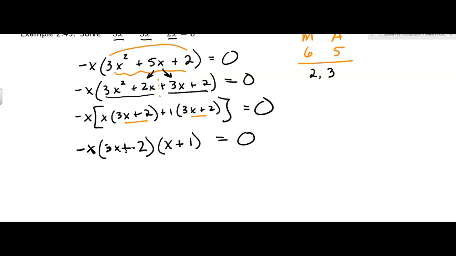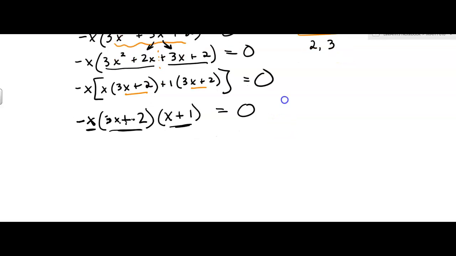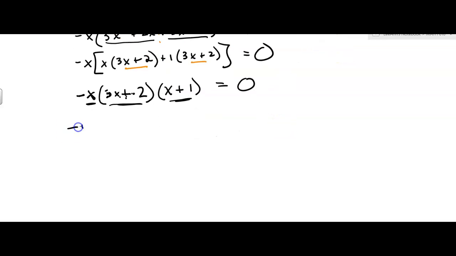Okay. Now, you'll notice that we have 3 things being multiplied together. Negative x, 3x plus 2, and x plus 1. Any of those could be 0. So, I'm going to say negative x could equal 0, 3x plus 2 could equal 0, or x plus 1 could equal 0. All right. That is not writing good, and I'm just not understanding why.